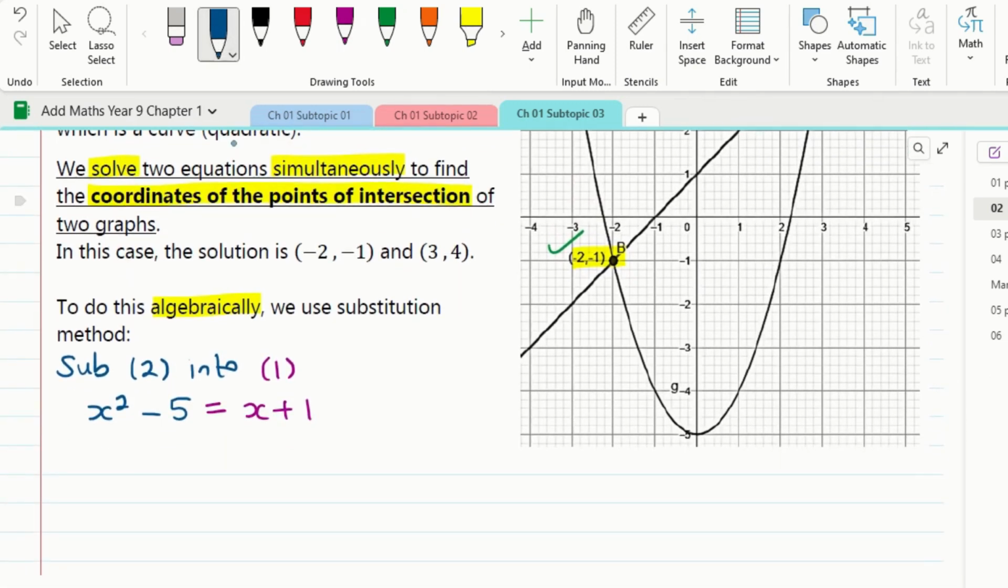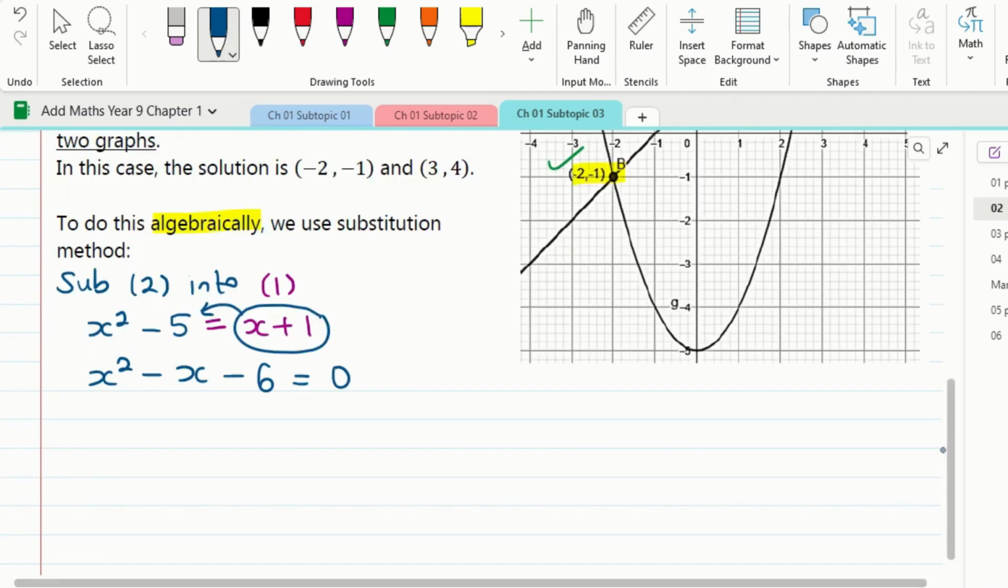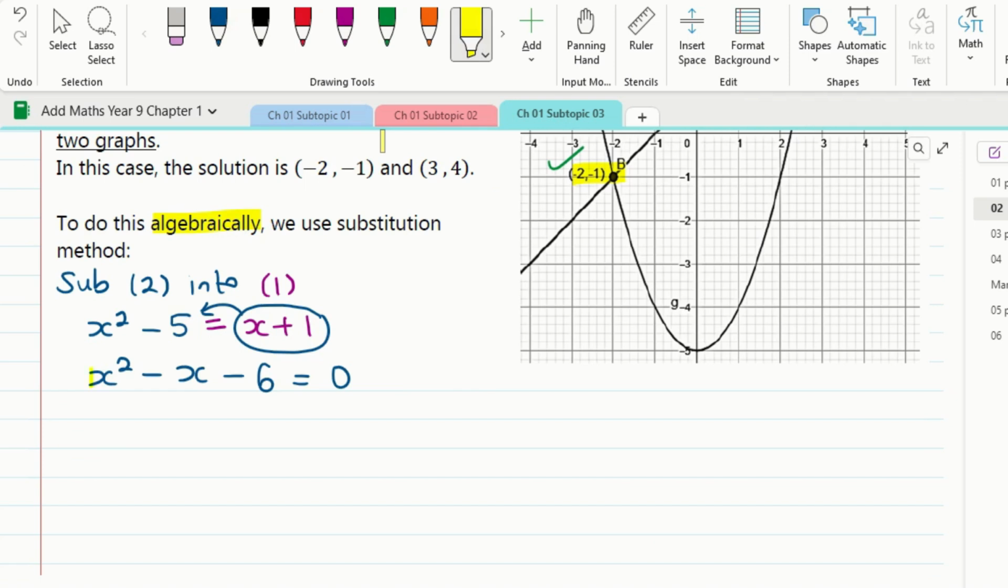When you proceed with the working, let's move whatever variables are on the right hand side to the left hand side. So x squared minus 5 minus x minus 1 will give you x squared minus x, and then minus 5 minus 1 is minus 6, equals 0. You notice here, this is a quadratic equation. It equals 0, and on the left hand side is a quadratic expression.